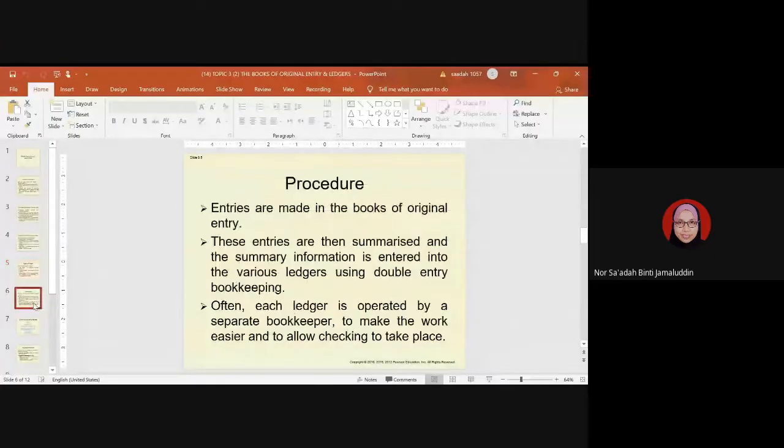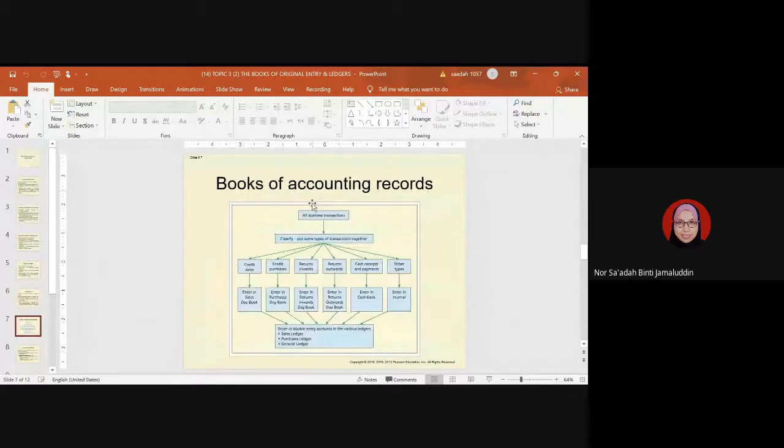This is the procedure for how to record. Record first in the books of original entry, and then do the summarization. Decide which ledger you should post all the transactions to, and then open the ledger. This is just a summary of the books of accounting records.